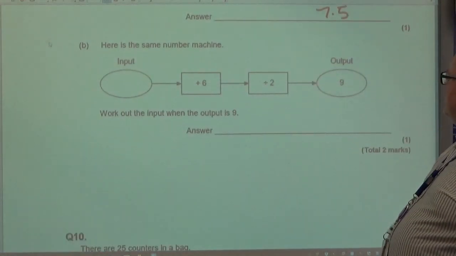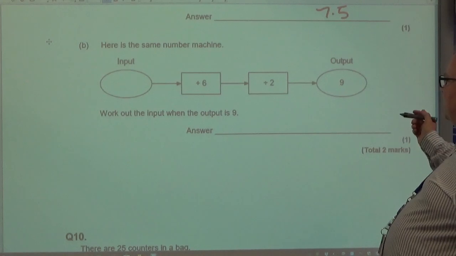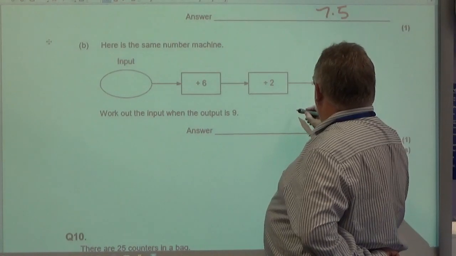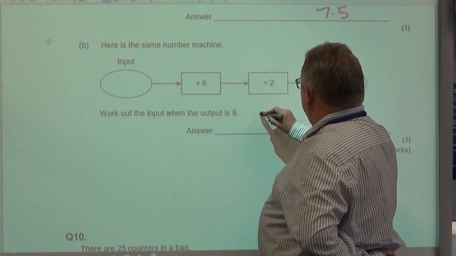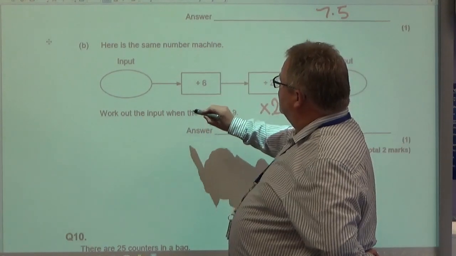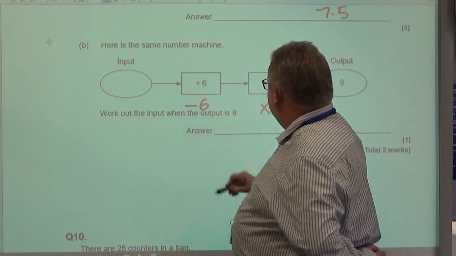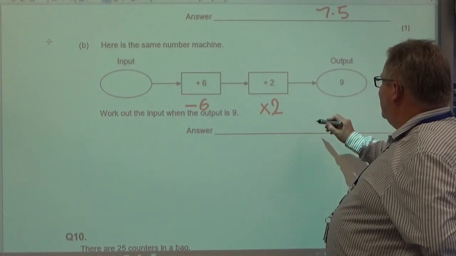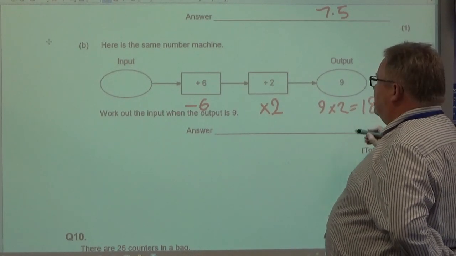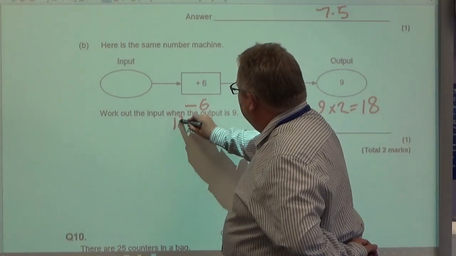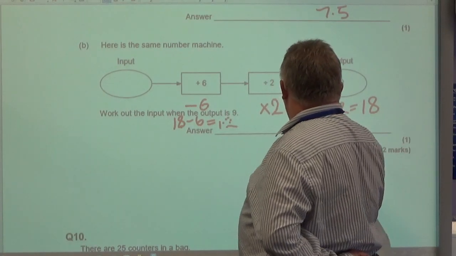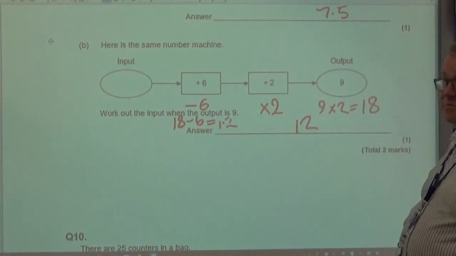Then we've got the same number machine, and the output's 9, but we've got to do it in reverse now. When we're doing it in reverse, instead of divide by 2, we get the inverse of that, the opposite, which is times by 2, and because that was plus 6, we're then going to take 6 away. So we're starting with 9, 9 times 2 gives us 18, and then 18 take away 6 gives us 12. So our answer to that one is 12. A nice couple of marks to pick up there.